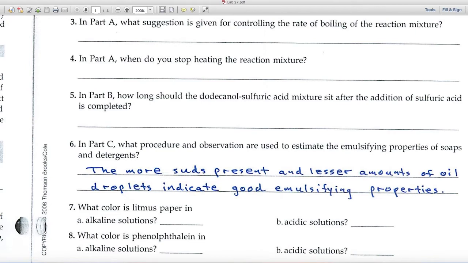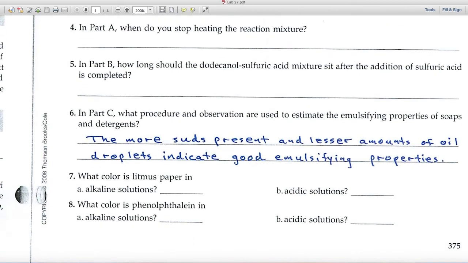I do want to give you the answer to number 6, though, because that will greatly help you as you interpret the data for this experiment. It says, what procedure and observation are used to estimate the emulsifying properties of soaps and detergents? And the answer is the more suds present and the lesser amounts of oil droplets indicate good emulsifying properties. These samples are shaken with the soap or detergent, and the better the soap or detergent works, the more suds that you'll have at the top of the test tube.